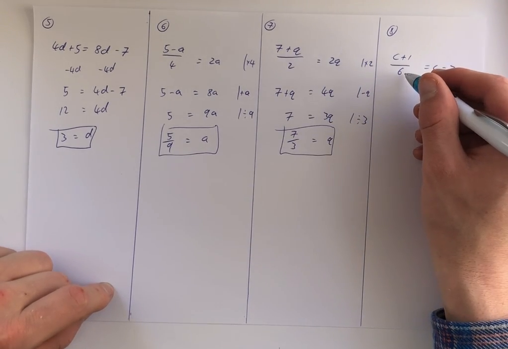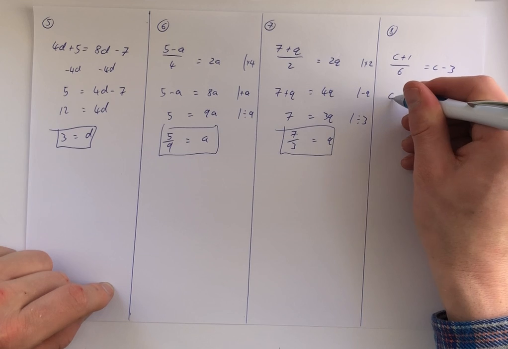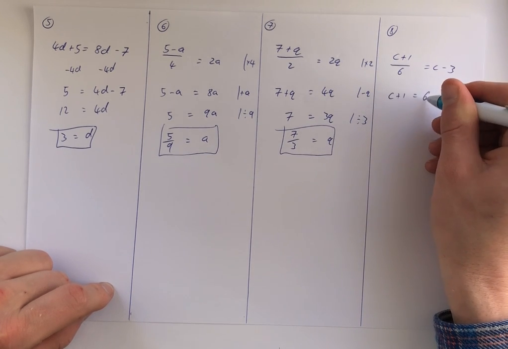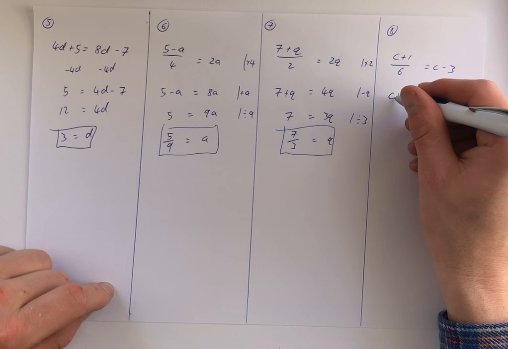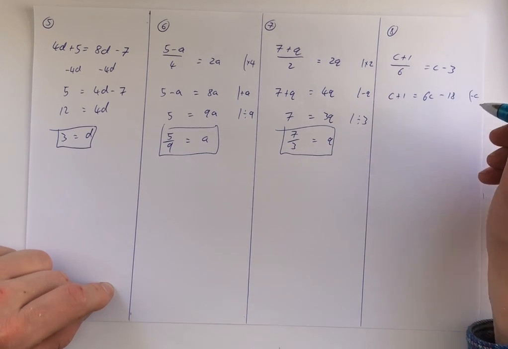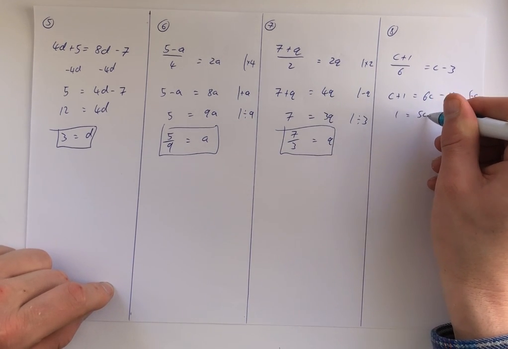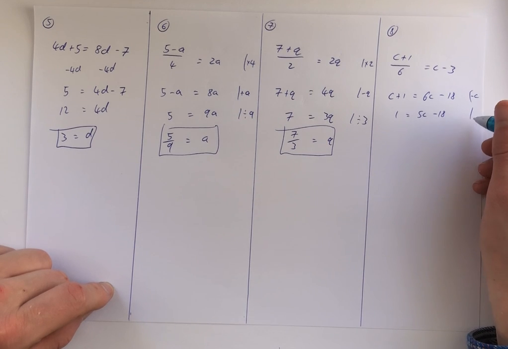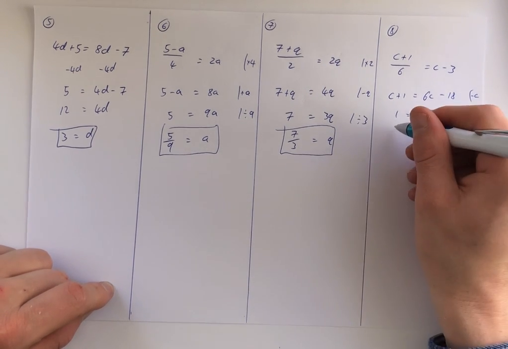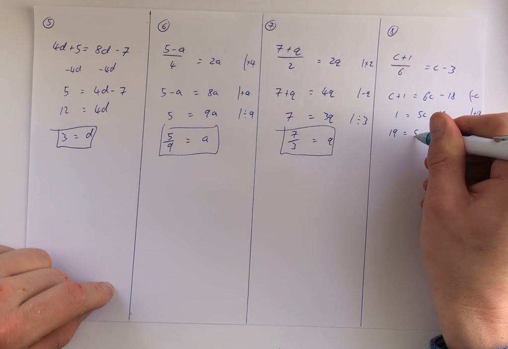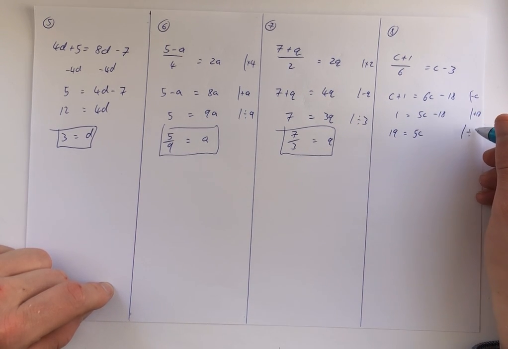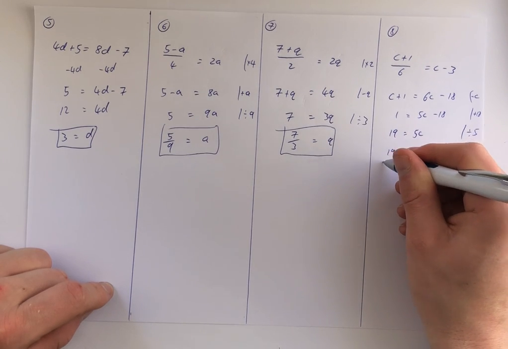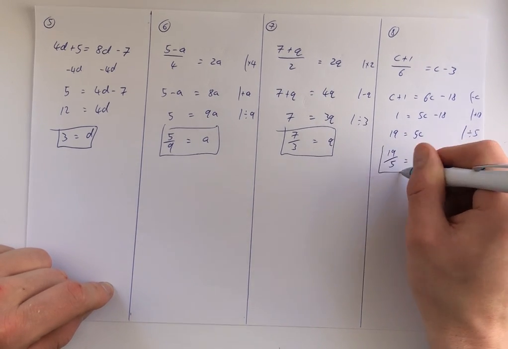Question 8. Don't want the 6 in the denominator. I'm going to multiply everything by 6. c plus 1 is 6c minus 18. Subtract c off both sides. 1 is 5c minus 18. I don't want 18 and c on the same side, so I'm going to add 18. 19 is 5c. And I don't want 5c equals, I want c equals. So I'm going to divide by 5. 19 over 5 is c.